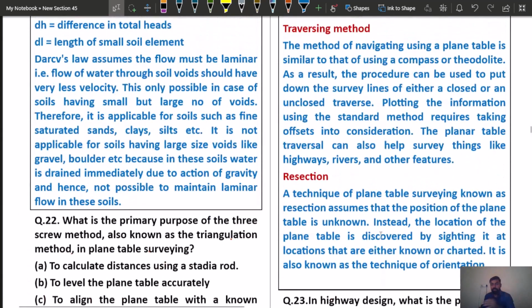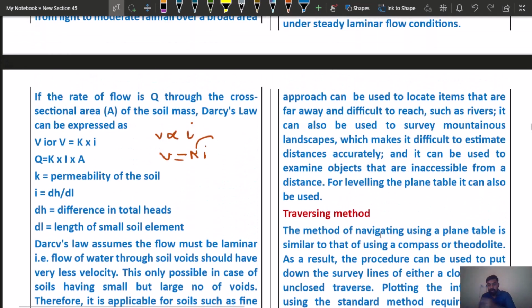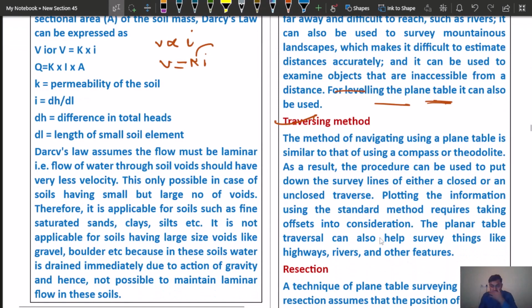This method gives the idea for leveling of the plane table. Next, the traversing method. The traversing method gives the idea of using a plane table with a compass or theodolite, and it gives the idea about plotting the information on the sheet.